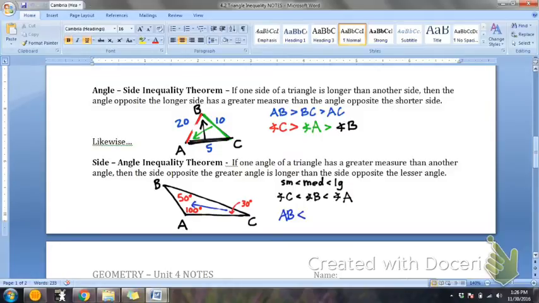Which side is across from angle B? AC. So AC is going to be the middle one. And then which one is the biggest side? Josh, which side is the biggest side? The biggest side is BC. Good.